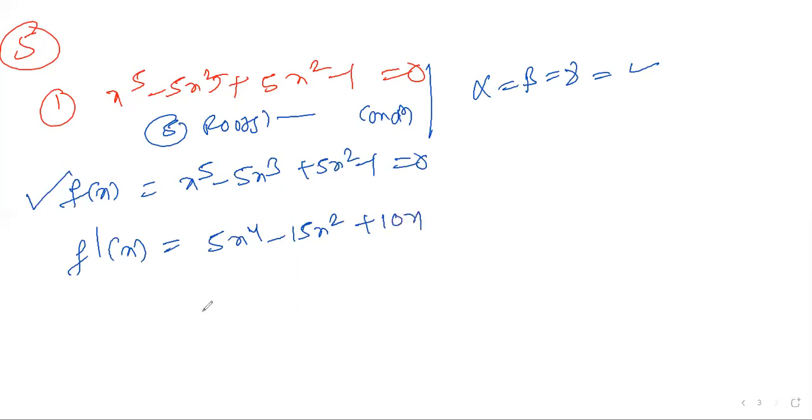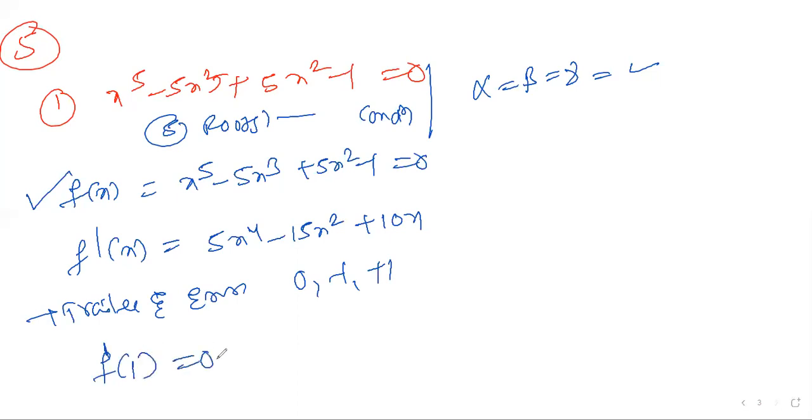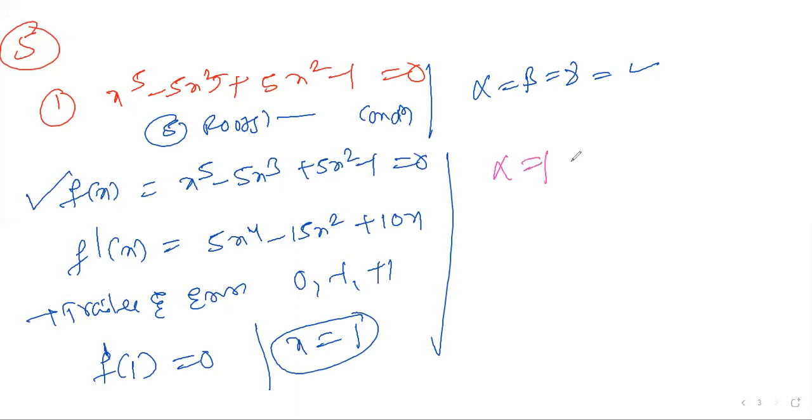Okay. Now start the analysis for this trial and error method. I can take 0, -1, +1, like that you'll move. When I did this, I got the answer f(1), f'(1) equal to 0. It means x is equal to 1 you got. This means alpha is equal to 1 you got. Alpha is equal to 1 means what? Beta is also 1, gamma is also 1.